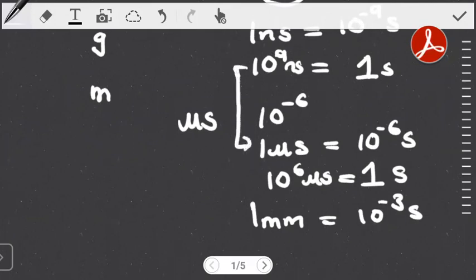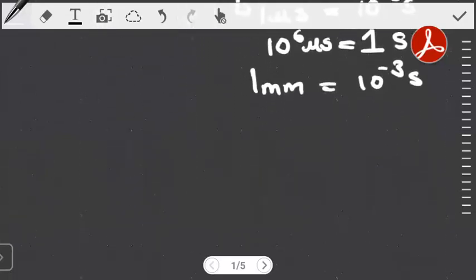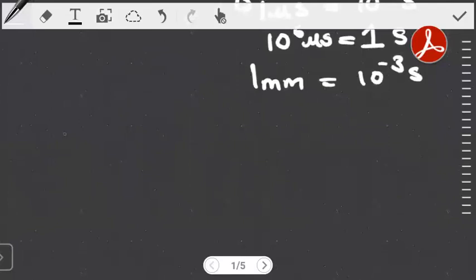You don't want to reach the second itself. You just want to convert from the nanosecond to the microsecond. Now, what I want to show you guys is a simple hack that you can just look at. So you know when you're dealing with nano, you're dealing with 10 to the power negative 9.